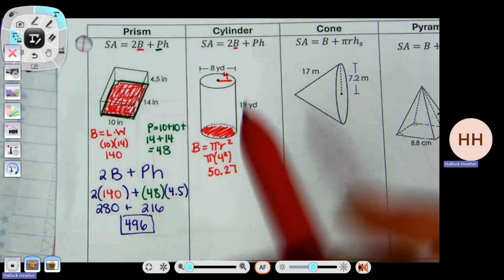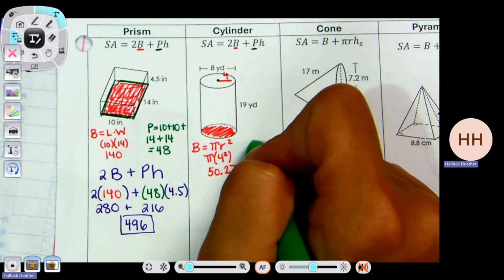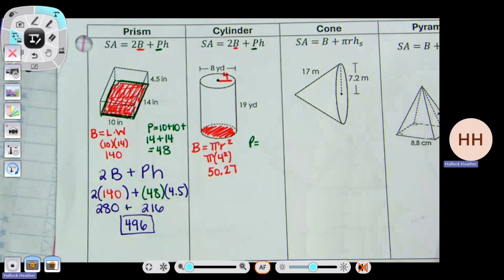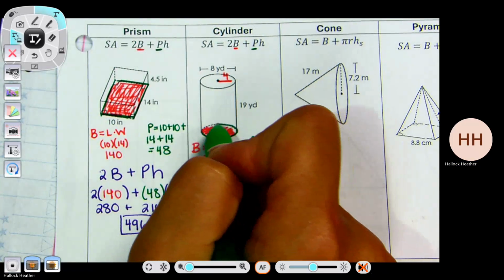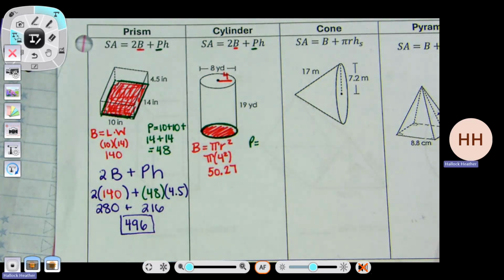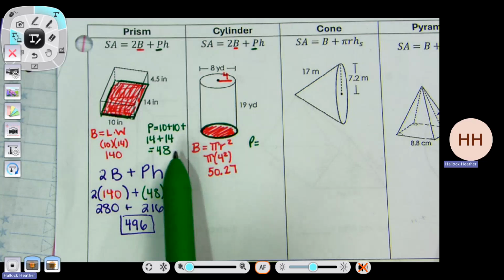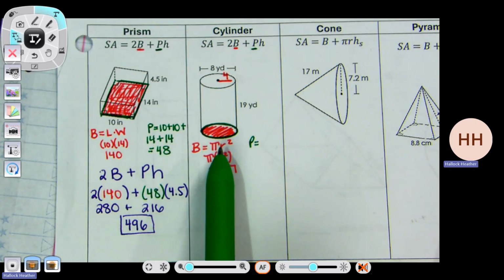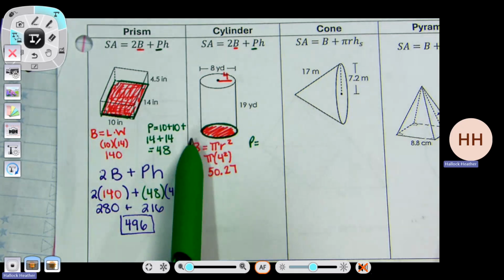The next thing I'm going to have to find, just like I did before, is P. P is for perimeter. How do I find the perimeter of a circle? Pi times the diameter, or 2 pi r. So if you're thinking perimeter, of any shape you add up the sides. A circle has no sides. So you're like, that's weird.